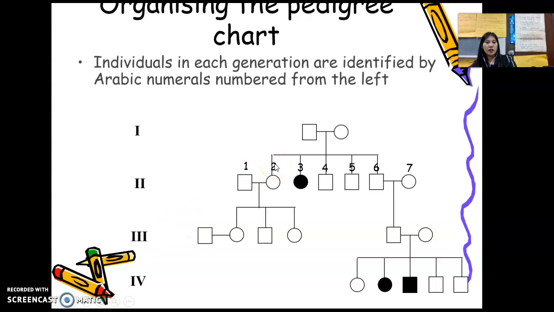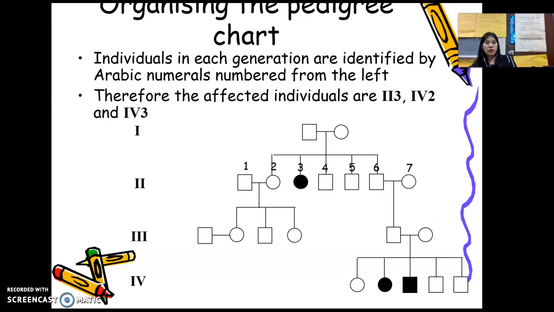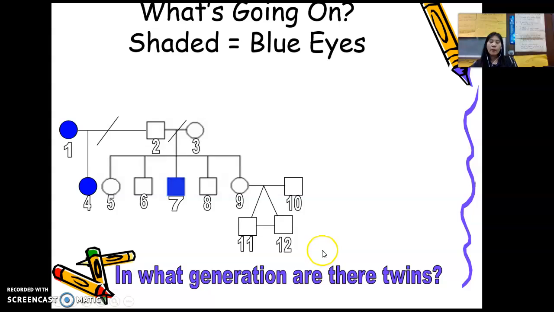And another thing is each individual in a generation is identified by Arabic numerals numbered from the left. So therefore the affected individuals are 2, 3. You're going to look at this: the shaded ones are the affected individuals. So 2, 3, another one 4, 2, and 4, 3, right? So fourth generation, the second child, this is the third child, right? I hope you have understood that. If you have any more questions, you can send me a message below.